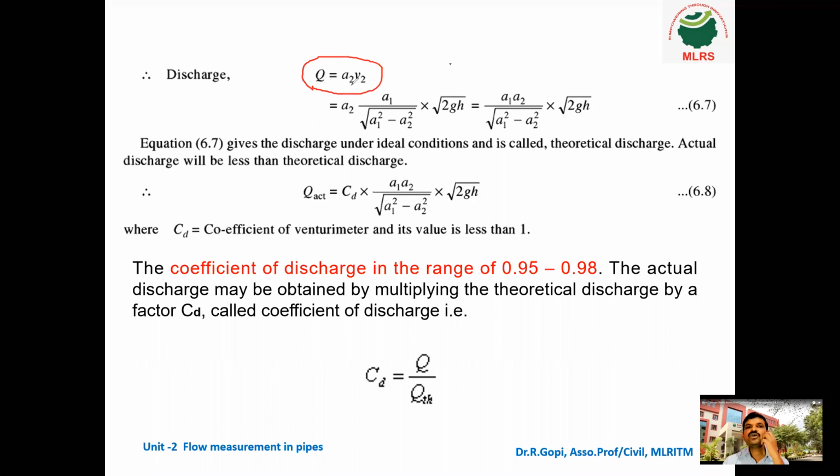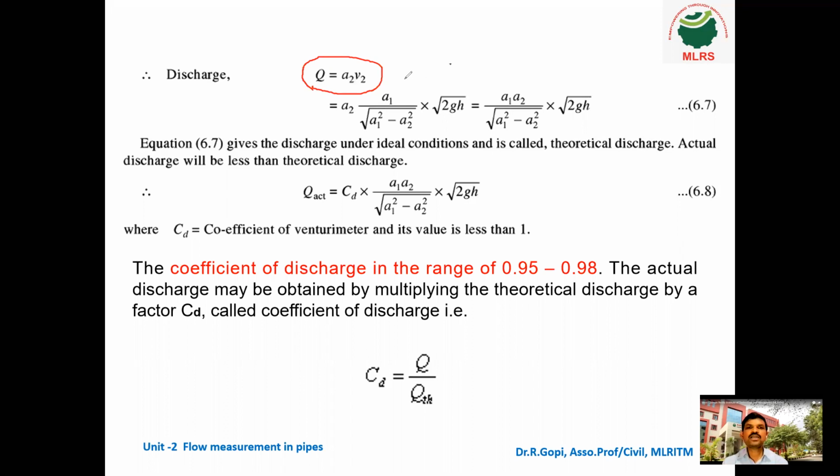So here we know A2. How to calculate A2? Once we know the diameter of the throat, substitute it in the formula pi by 4 into d square, and we can easily calculate the throat area. But V2 is the only unknown. For the calculation of V2 only, we derived the equation.